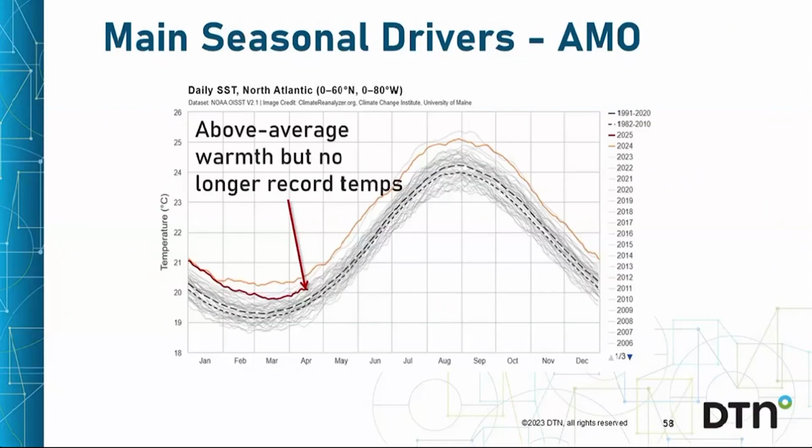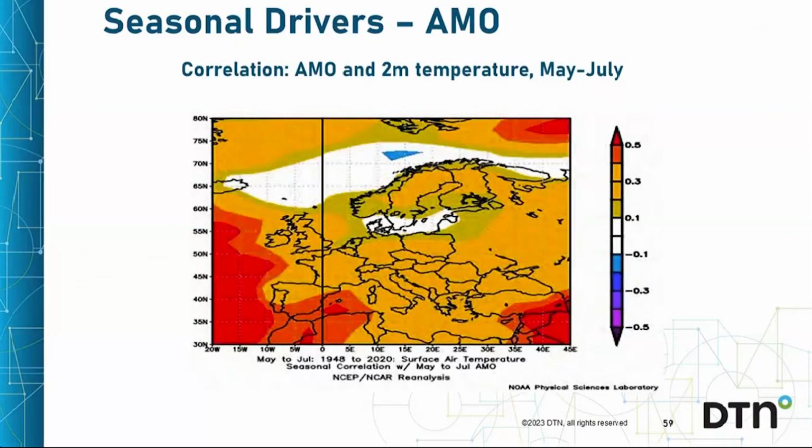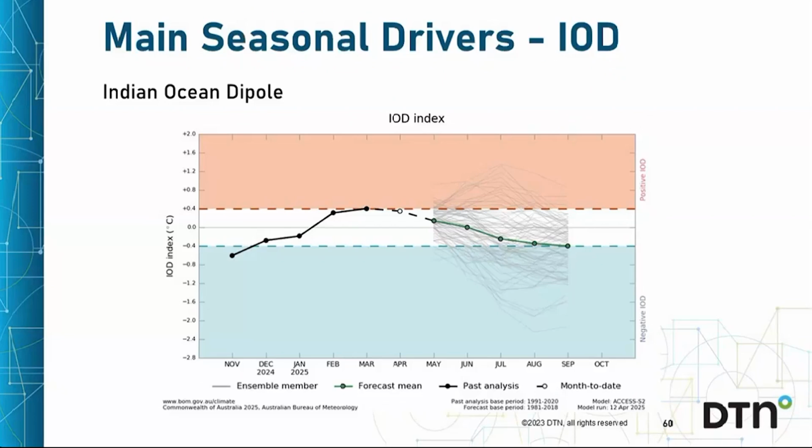Just a reminder there, the AMO and the North Atlantic sea temperatures. And as long as those temperatures remain above normal, we can glean this correlation, which is a positive correlation between positive AMO and 2 meter surface temperatures across Europe. And finally, it's worth a quick glance at the forecast for the Indian Ocean dipole. It approached a positive state recently, but it's returned into the neutral phase. And through the summer it should stay neutral or edge towards weakly negative. And that has a relatively small input into a forecast.